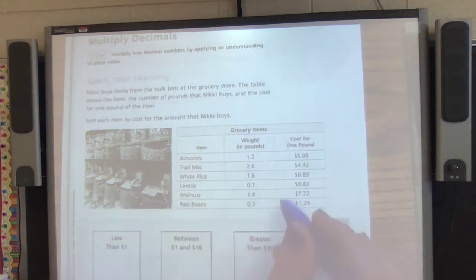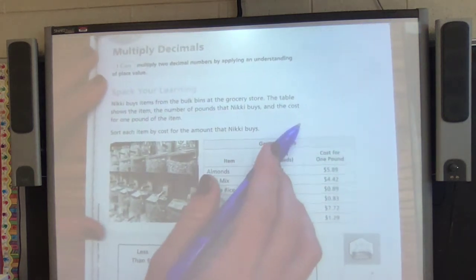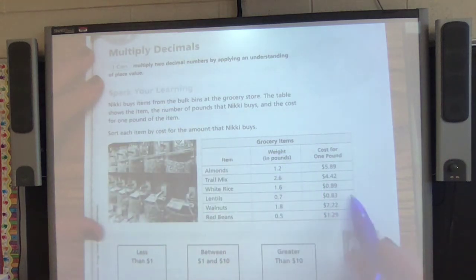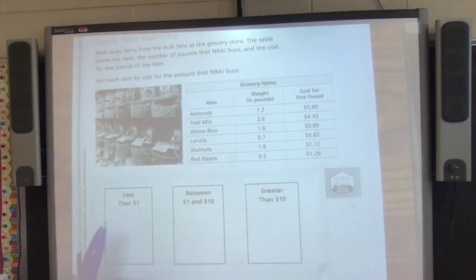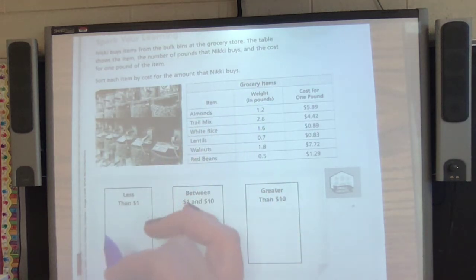Okay, so on page 405, it says Nikki buys items from the bulk bins at the grocery store. The table shows the item, the number of pounds that Nikki buys, and the cost for 1 pound of the item. So right here. Sort each cost by the amount that Nikki buys. So they want us to sort them by items less than $1, between $1 and $10, and greater than $10. All right, so we need to look here and remember, we're going to try and figure out where they make sense.